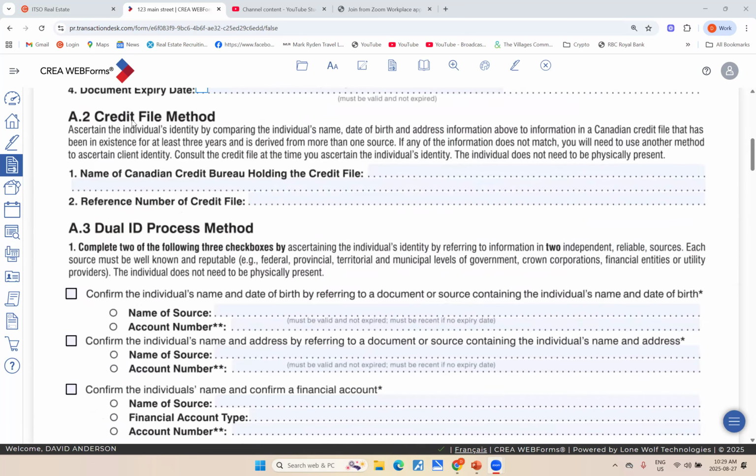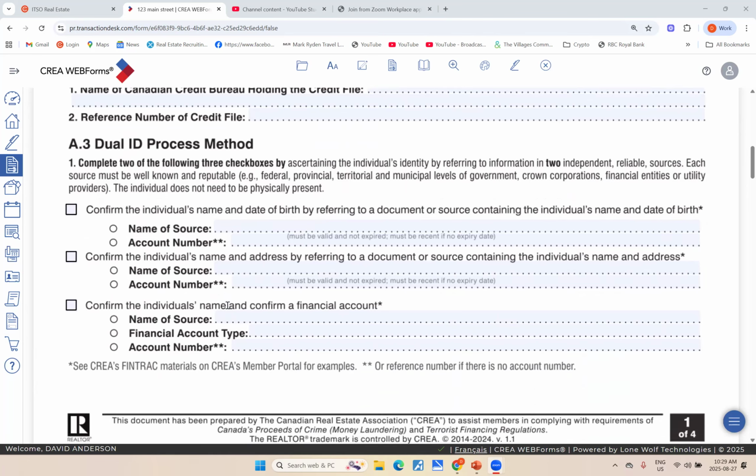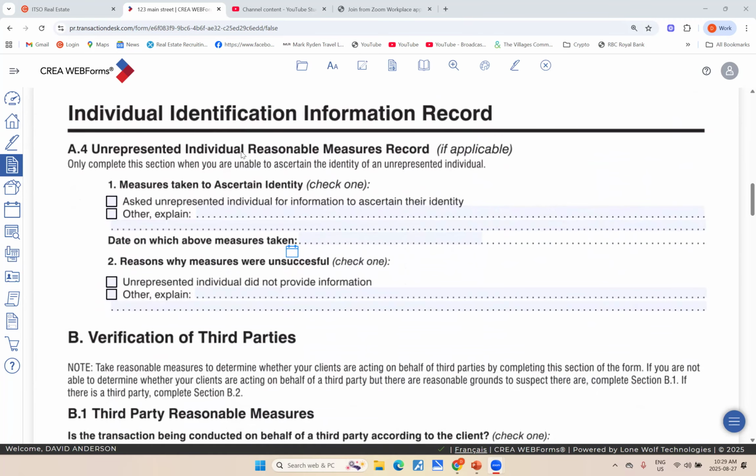The second one is a credit file method, which I don't know of anybody that uses this. It's just an opportunity if you wanted to use their credit file, but 99.9% of the time, I've never seen credit file used. And then dual ID process method is a way to ID someone if they don't have a government issued ID. And then an unrepresented individual reasonable measures record. So only complete this section when you're unable to ascertain the identity of an unrepresented individual.